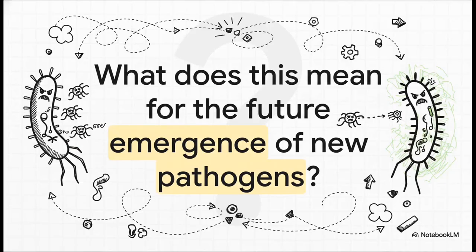And that leaves us with a pretty heavy question to think about, doesn't it? If virulence, the ability to make us sick, can be passed around so easily, so elegantly, between bacteria using viruses as little couriers, what does that mean for the future, for the emergence of brand new diseases? It paints a picture of this constant modular evolution happening all the time, right under our noses.